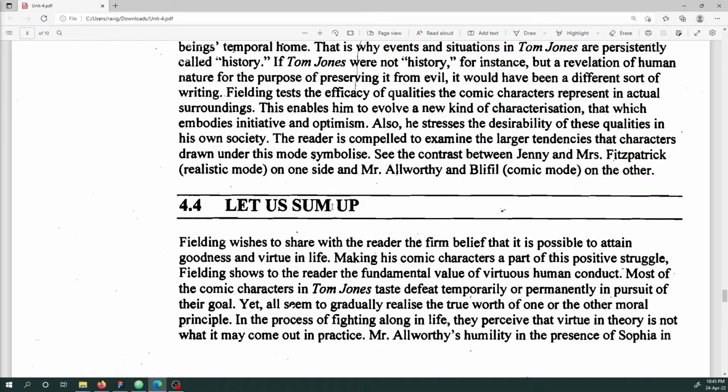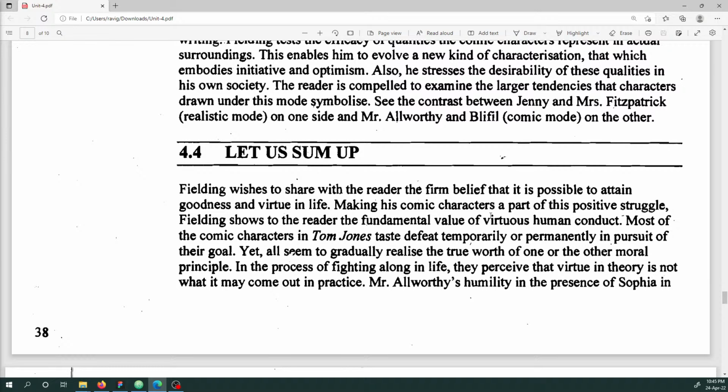4.4 Let us sum up. Fielding wishes to share with the reader the firm belief that it is possible to attain goodness and virtue in life, making his comic characters part of this positive struggle. Fielding shows the reader the fundamental value of virtuous human conduct. Most of the comic characters in Tom Jones taste defeat, temporarily and permanently, in pursuit of their goal. Yet all seem to gradually realize the true worth of one or the other moral principle.